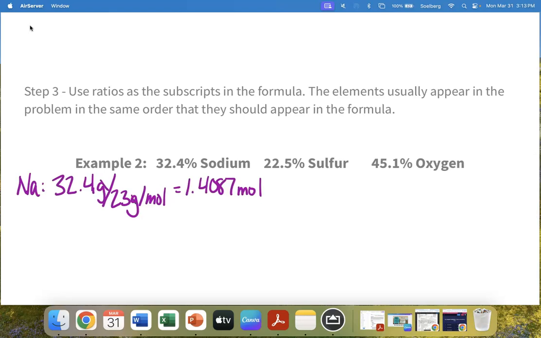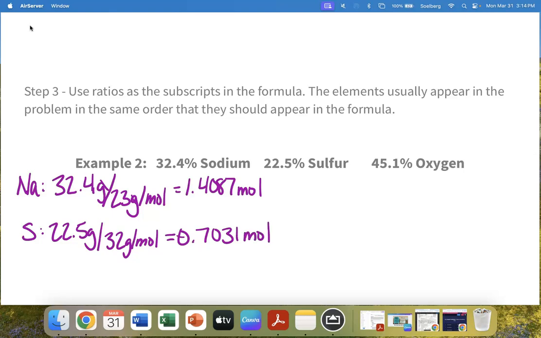Okay, now I'm going to go to the next one, sulfur. 22.5 grams divided by, I look at the atomic mass, it's 32.065, so that's going to round to 32 grams per mole. And so when I calculate, I get 0.7031 moles. Then my last one, I've got oxygen, and it says 45.1%, which we're going to just convert to grams, divided by the mass. It's 15.9994, so it's going to be 16 grams per mole.